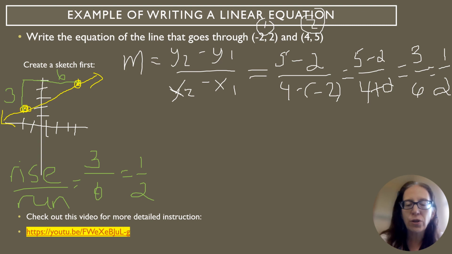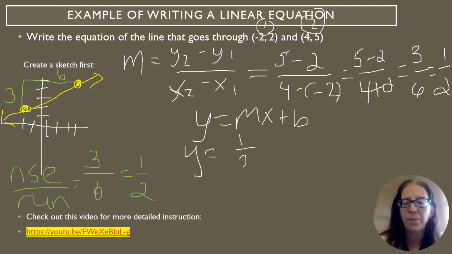Now, in order to write the equation for a line, I maybe should have put this up here first. We need to know the slope and we need to know the y-intercept. I mentioned it at the beginning. We now have the slope. So I'm going to have y equals, and now I know that the slope is 1/2. The problem is I don't know the y-intercept.